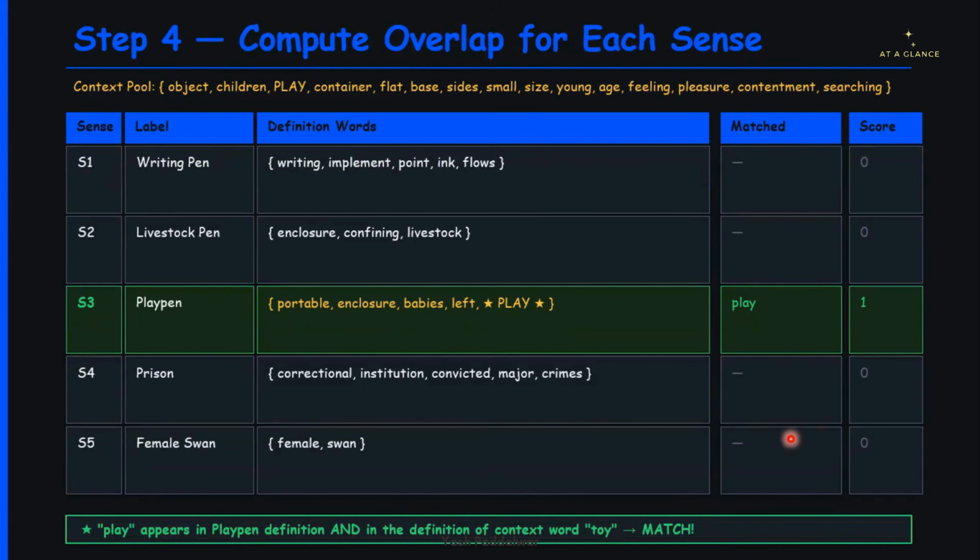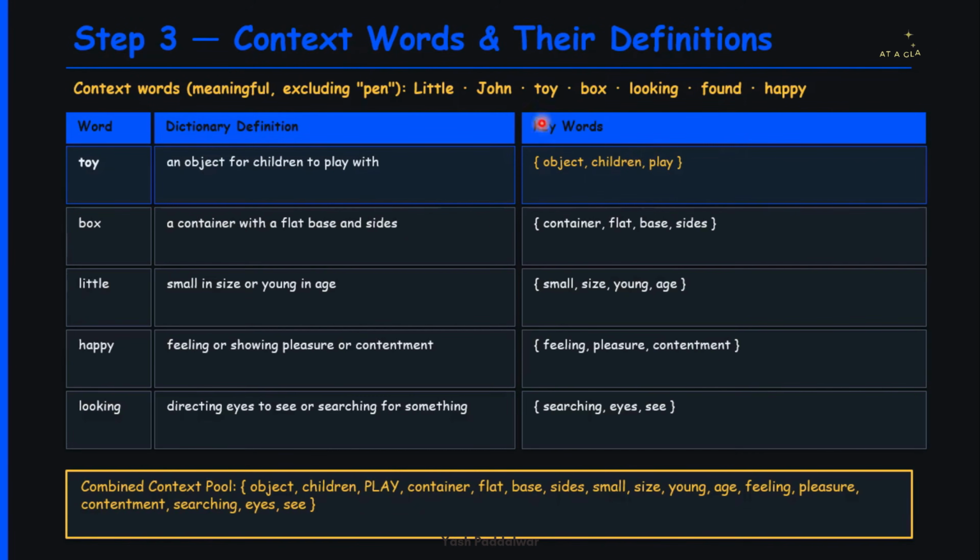The next step is to compute the overlap for each sense. After that, we take the union of all the keywords we have taken out from all the context words. So the combined context pool will be object, children, play, container, flat. We just took the union of all of these so that we create a unique set. I hope this is clear to you all.